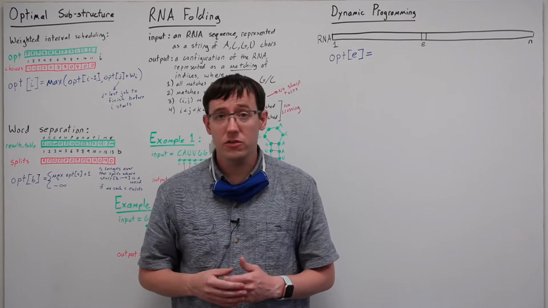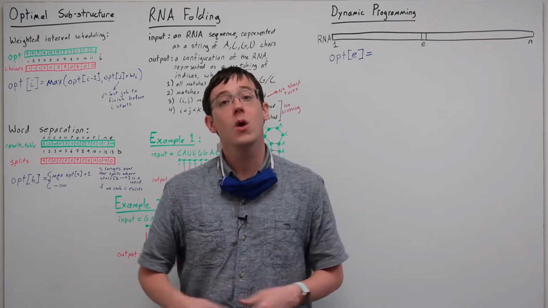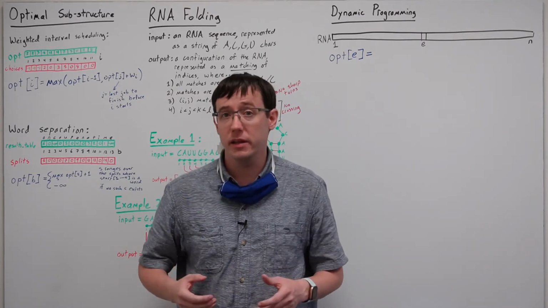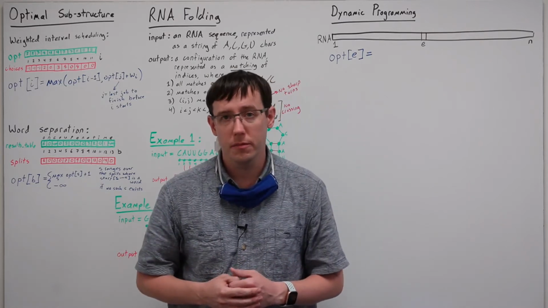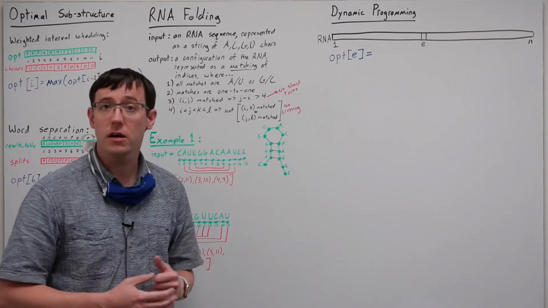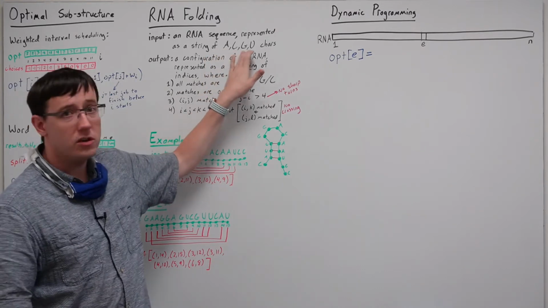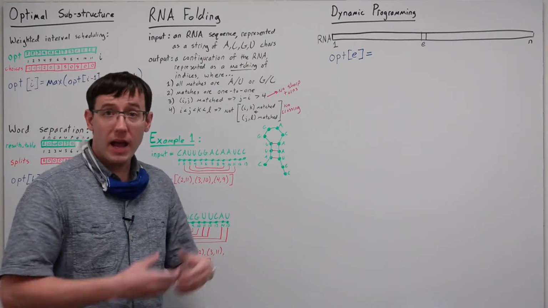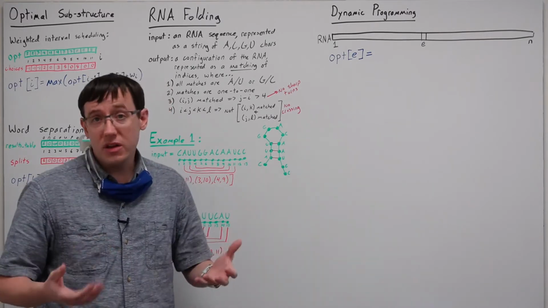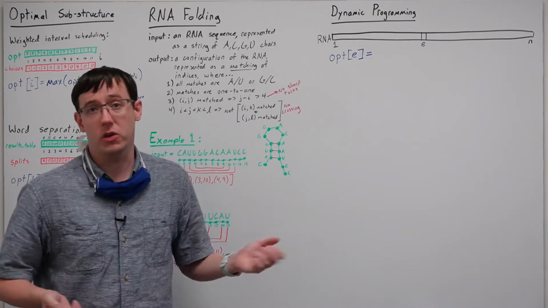With this in mind, let's try and identify optimal substructure in a new problem where we're trying to predict how a molecule of RNA is likely to fold onto itself. The motivation behind this problem is that when biologists read the content of an RNA molecule, they see a sequence of A, C, G, and U bases. And that can say a lot about what that RNA is encoding, but it doesn't say how that molecule of RNA will behave in various chemical interactions.